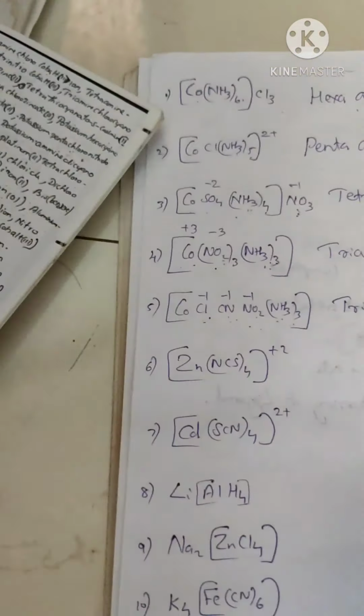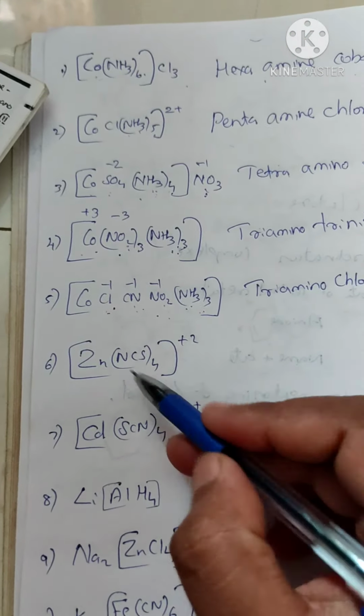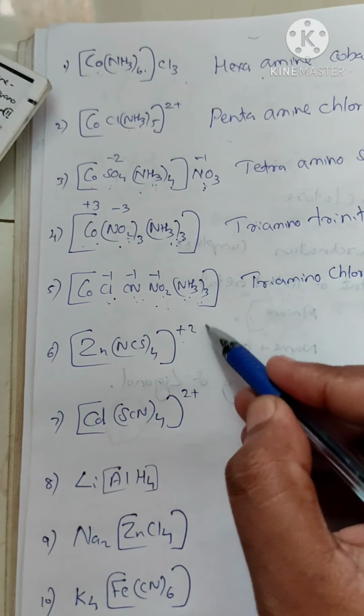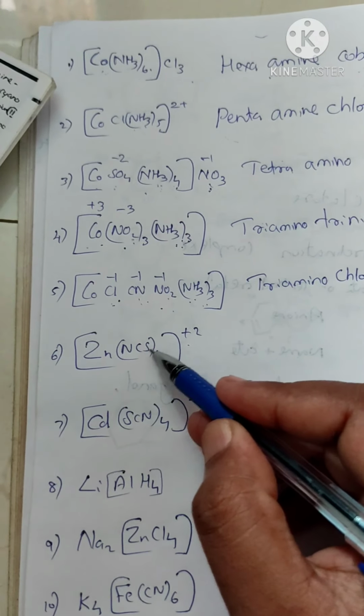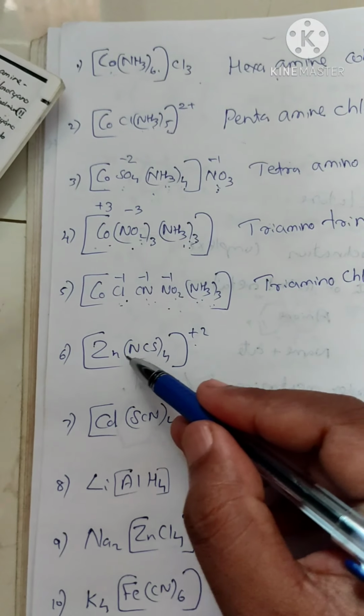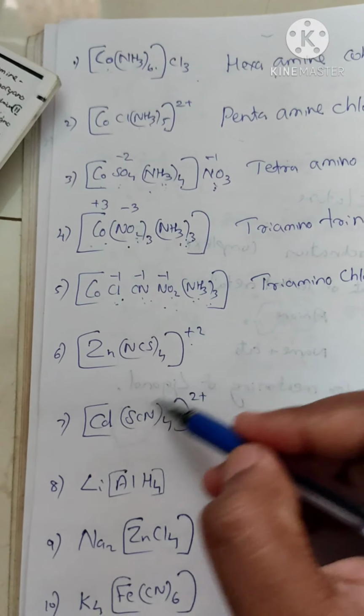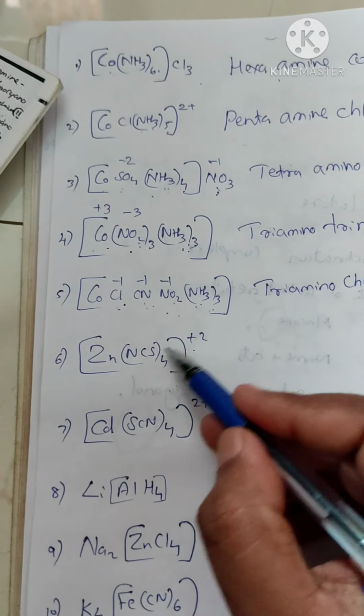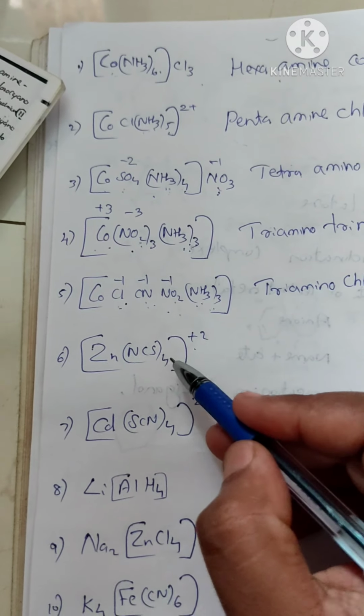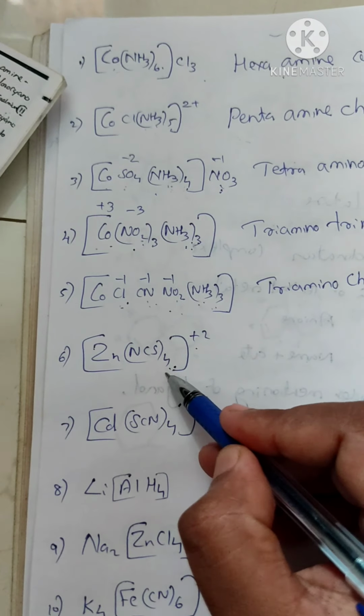Okay, cobalt 3. Now next, this is a zinc complex, and it is in ionic form. We have the thiocyanato group, and the thiocyanato group is attached to zinc through nitrogen. So we have to mention all these things in the name. How many thiocyanato groups are there? 4 thiocyanato groups. So tetrathiocyanato. Okay, that is the ligand.